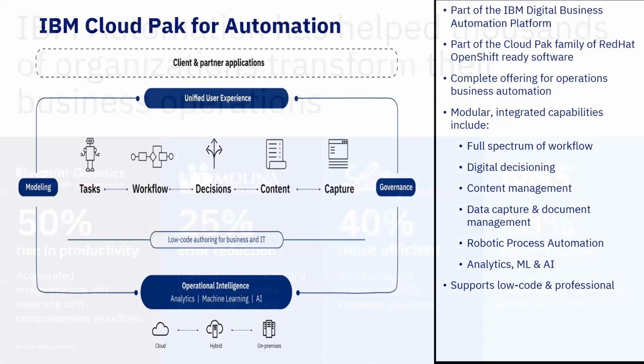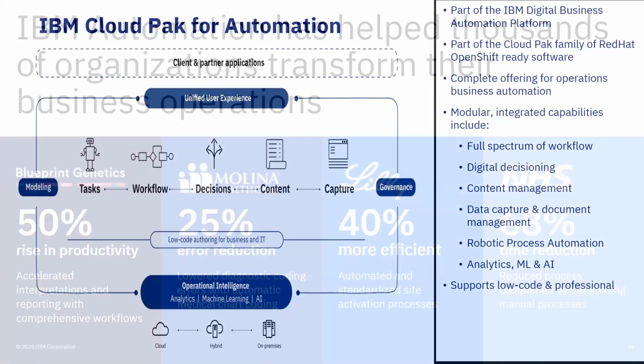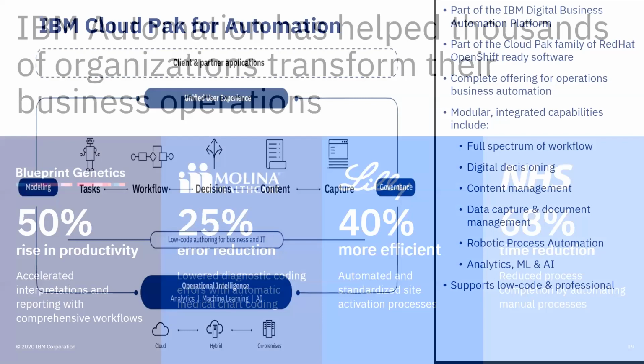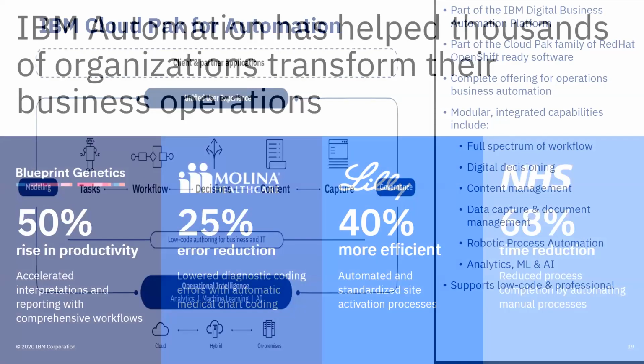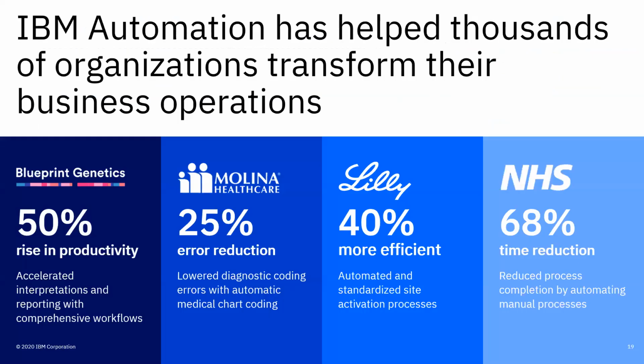This is where IBM automation has helped thousands of organizations transform their business operations. We can see Molina, Lilly, NHS, and Blueprint. These are some of the clients whose operations have been improved by adopting the IBM automation platform. We can see efficiencies in various aspects: productivity, efficiency, time reduction, error reduction, etc.